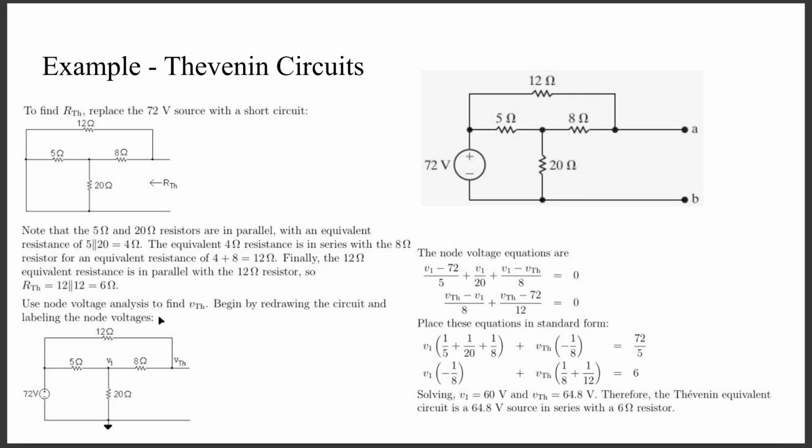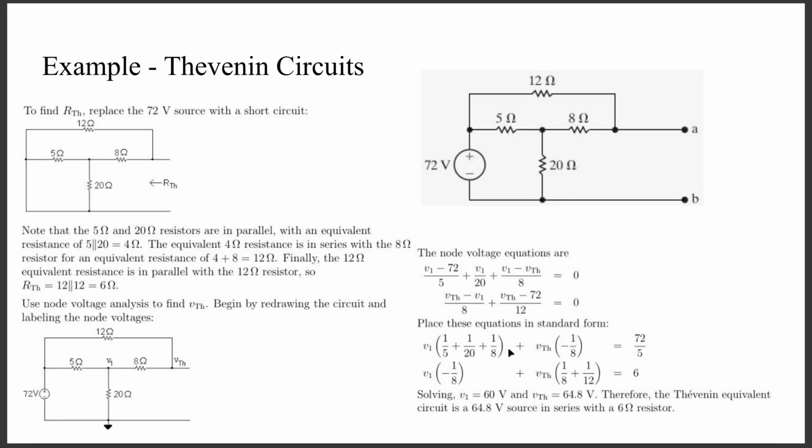Using node voltage analysis to find V Thevenin, we begin by redrawing the circuit and labeling the node voltages V1 and V Thevenin. The node voltage equations are: V1 minus 72 over 5, plus V1 over 20, plus V1 minus V Thevenin over 8. And then the other equation is V Thevenin minus V1 over 8, plus V Thevenin minus 72 over 12.